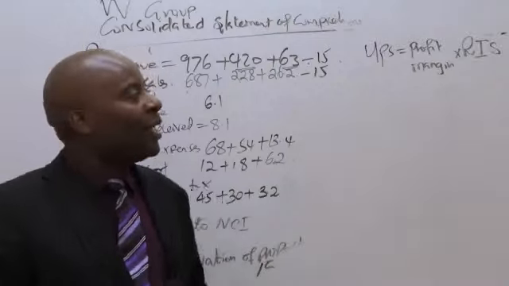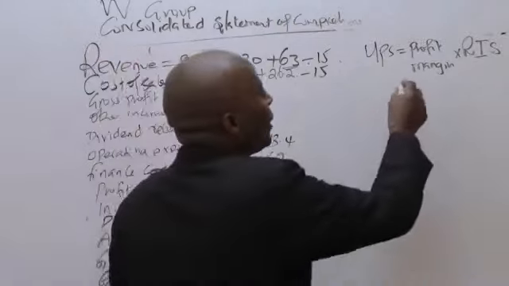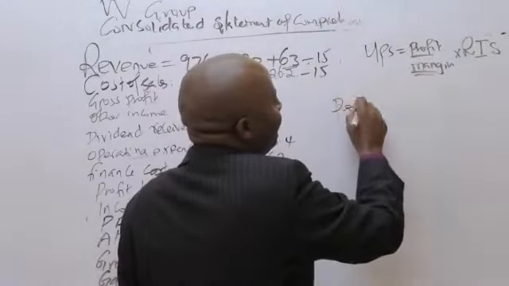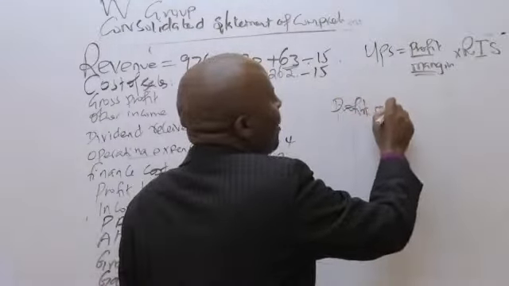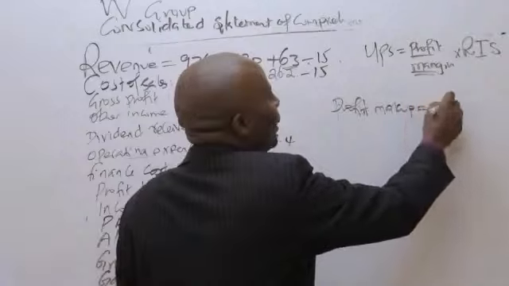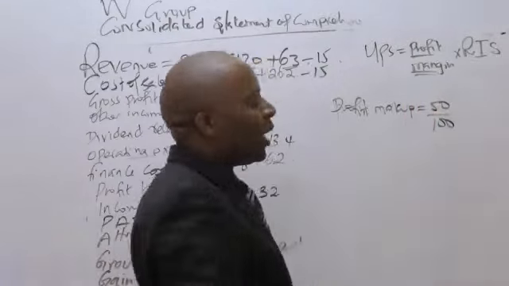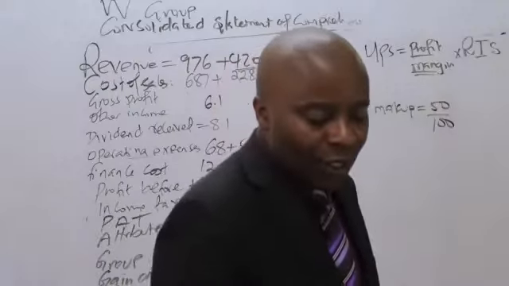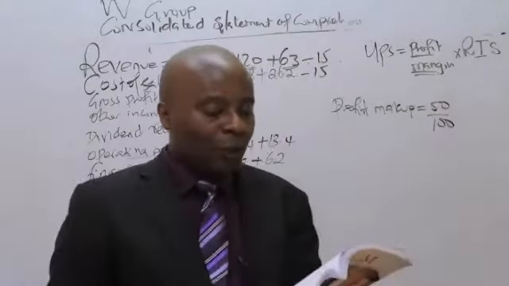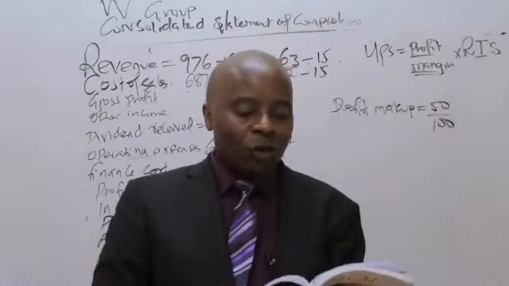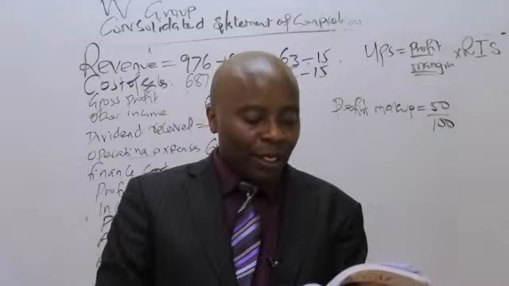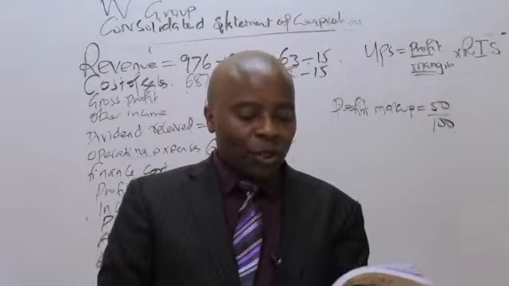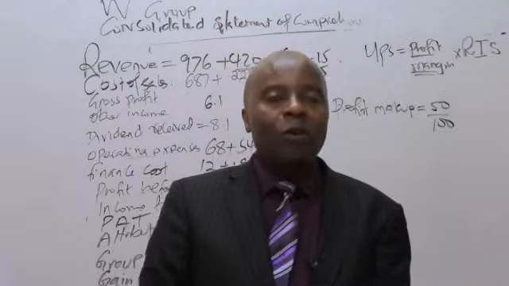These guys, instead of giving me profit margin, they gave me profit markup. They've told me that the profit markup is 50 over 100. If you read note number 4, they've told me that these goods were sold by W Limited at a markup of 50%.